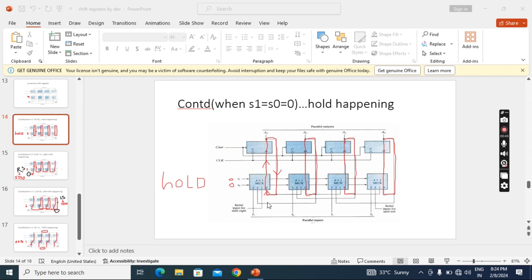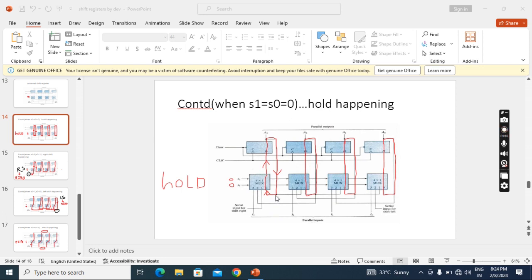But see here, we have not applied any parallel input, so we cannot say we are taking parallel output. When we apply parallel input, that time we can say. So even though it is going, that is not considered. Only this red line loop will be considered. Here also it is happening, here also. You can see the direction also. It is going upward and coming downward. Okay, so this is about hold.